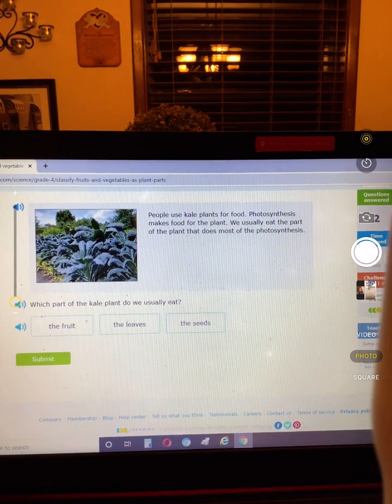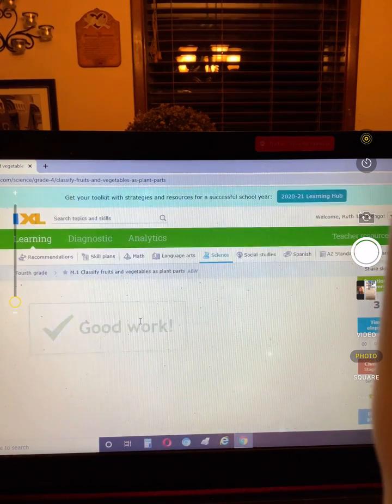People use kale plants for food. Photosynthesis makes food for the plant. We usually eat the part of the plant that does most of the photosynthesis. Where did we say that happens? In the leaves.